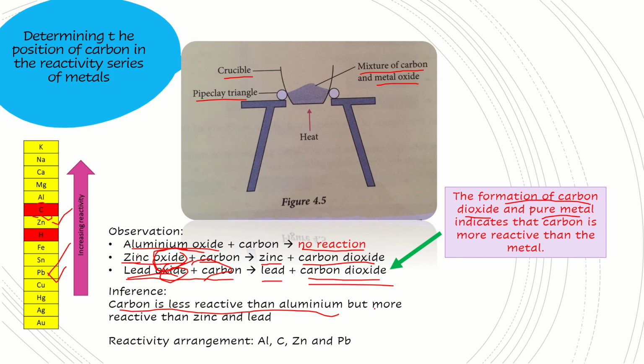So this is inference. And from this experiment we can arrange all the metals according to their reactivity. Okay, kalau yang ini susunan secara menurun lah. Maksudnya yang paling reaktif dulu, barulah yang kurang reaktif. Yang ni kita ada mulanya kita ada aluminium followed by carbon, zinc and lead.